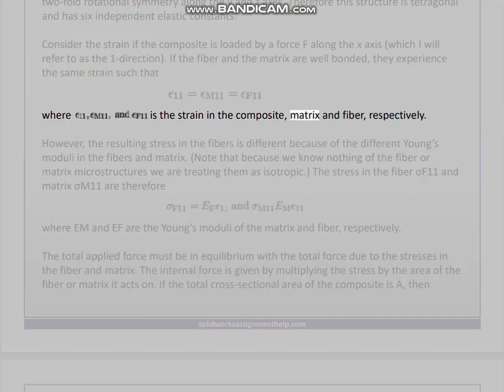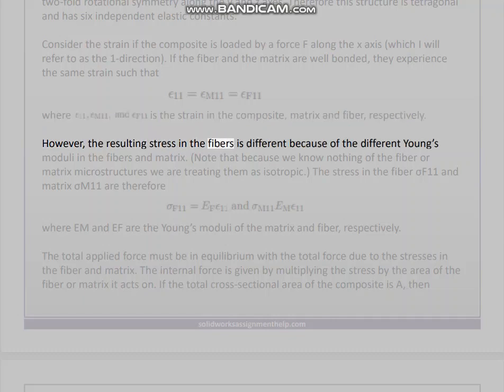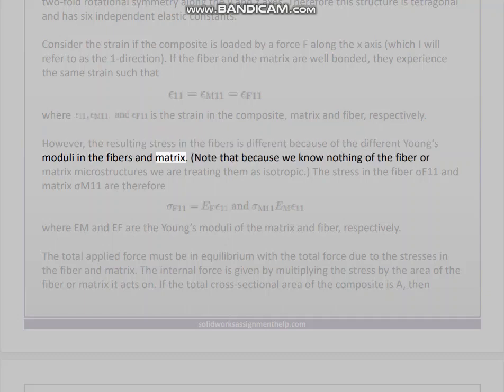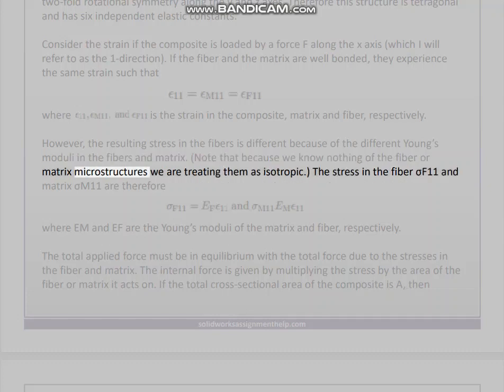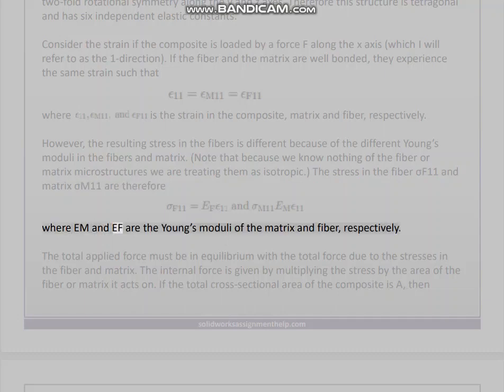where the epsilons are the strain in the composite, matrix and fiber, respectively. However, the resulting stress in the fibers is different because of the different Young's moduli in the fibers and matrix. Note that because we know nothing of the fiber or matrix microstructures, we are treating them as isotropic. The stress in the fiber sigma F11 and matrix sigma M11 are therefore, where EM and EF are the Young's moduli of the matrix and fiber, respectively.